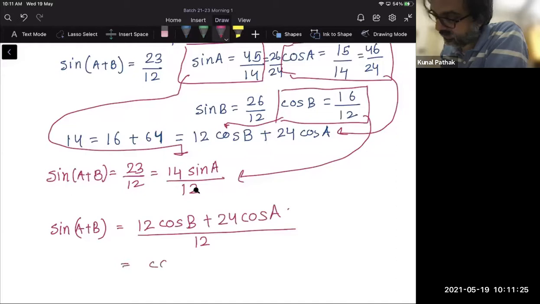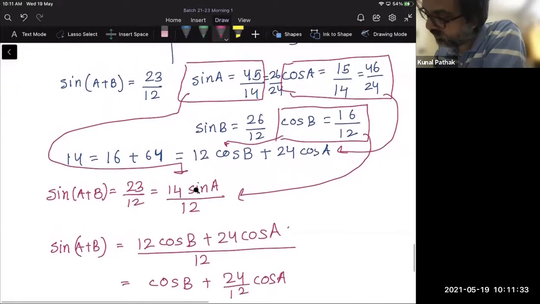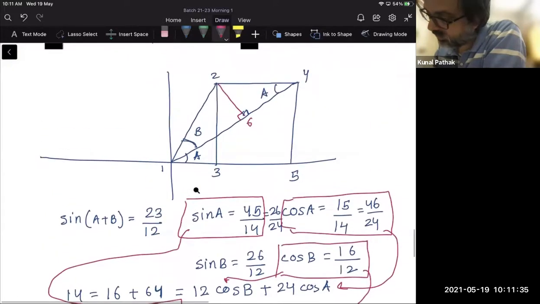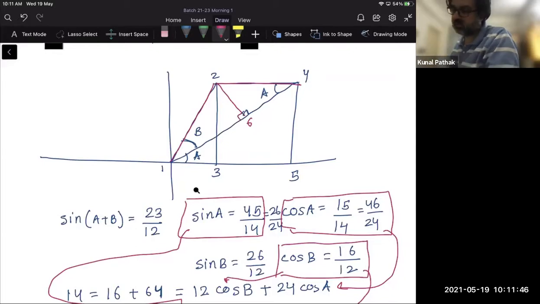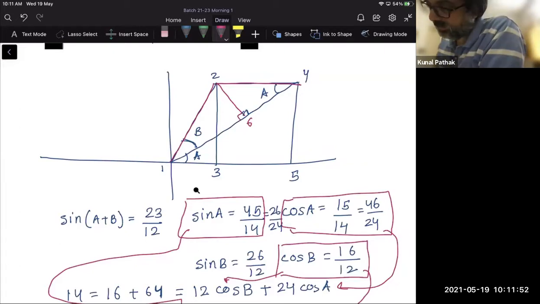So this is equal to cosine B plus two, four by one, two cosine A. Right, now let's see if we have two, four by one, two somewhere. So what is the relationship between two, four and one, two? I think I should be able to figure this out. Common side is two, six.